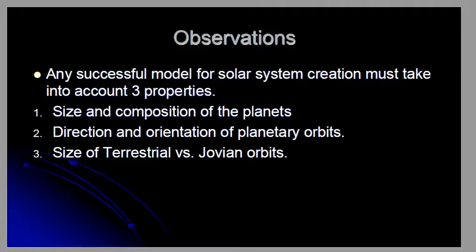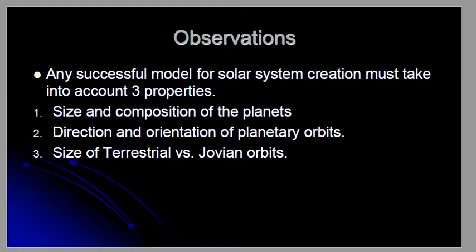Let's talk about how to make a solar system. Based on what we discussed so far, any successful model of solar system formation has to take into account three things: size and composition of the planets. Remember, the inner planets are all rocky, the outer planets are all gaseous. Direction and orientation of planetary orbits. If you recall, all of the planets orbit the sun in the same direction.